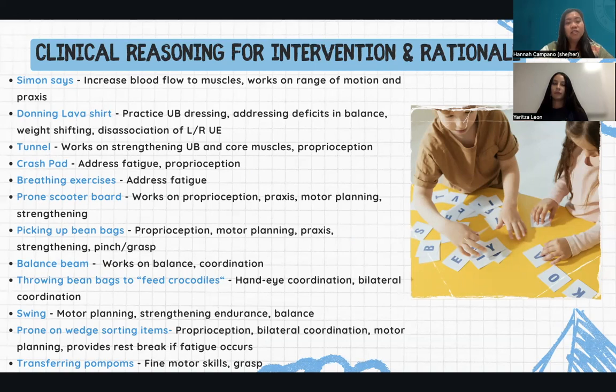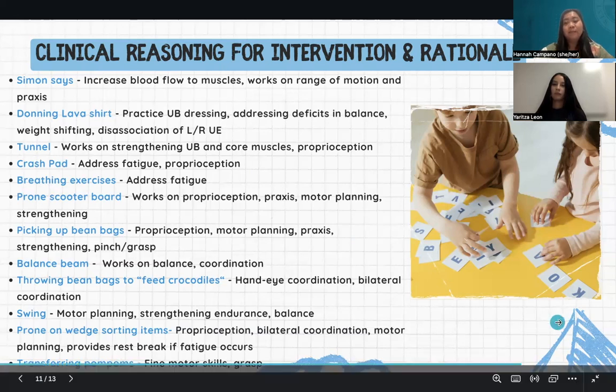For the balance beam, it also targets his praxis, and we want to work on his balance and coordination, as those with DMD do have issues with their balance as well as weight shifting due to the weakness in their muscles. And for the transferring of pom-poms, it's going to work on his fine motor skills and grasp. So those are the underlying skills that he's going to be needing when he's feeding his dog, so transferring the dog food into the bowl. We want to make sure that he's still able to participate in the activities that he feels are important to him.